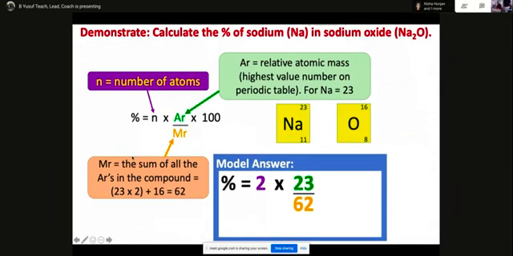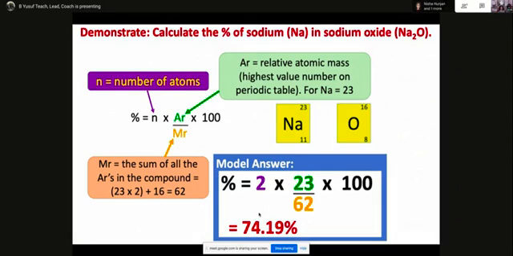And what I've done here in this orange box is showing you how you work it out. So you times 23 for the sodium, plus the 16 for the oxygen, which gives you 62. And then you just times it by 100 to give you a value of 74.19, or 74% if we're actually rounding it up.